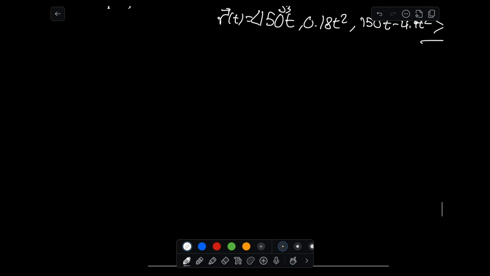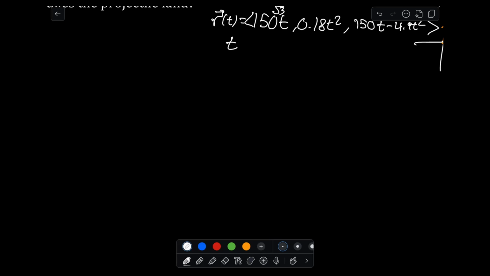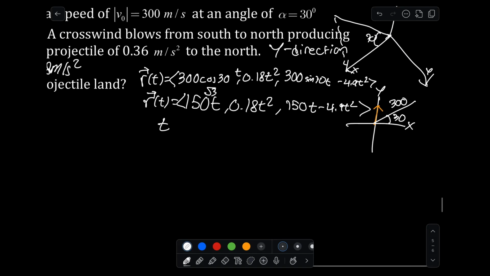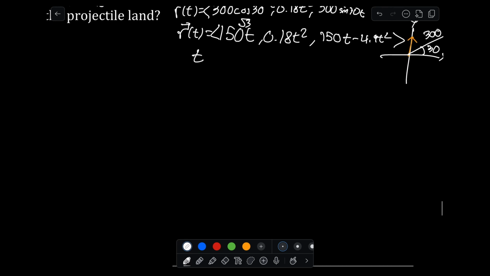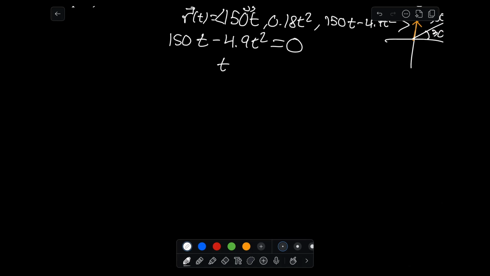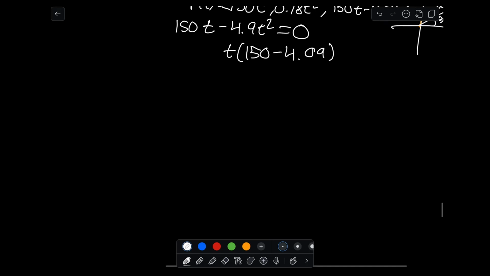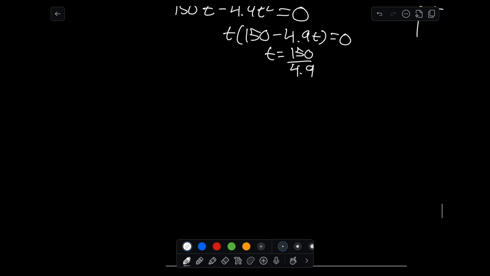And now we can solve for our t and the z, because we want to see when the projectile lands, when it is thrown in the air and when it's falling. Because this is the initial direction of the projectile, but then it's eventually going to fall over. So we have 150 t minus 4.9 t squared equal to 0, and then we can say that t equals 150 over 4.9, or 30.61 seconds.